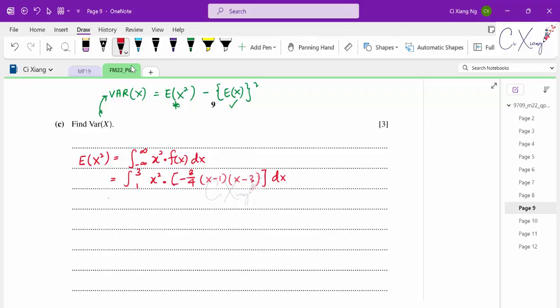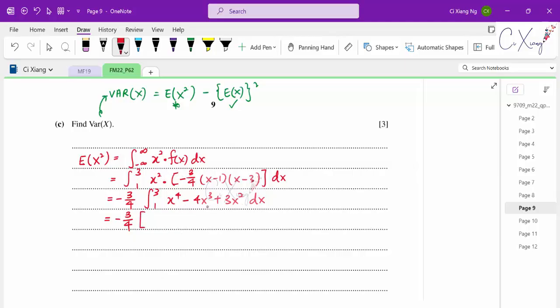Again, I prefer to take out all the constants before I apply any integration. So I will take out the negative 3 over 4, expand these two brackets and multiply x squared with every single term. You will have x to the power 4 minus 4x cubed plus 3x squared dx. From here you can integrate the expression term by term.